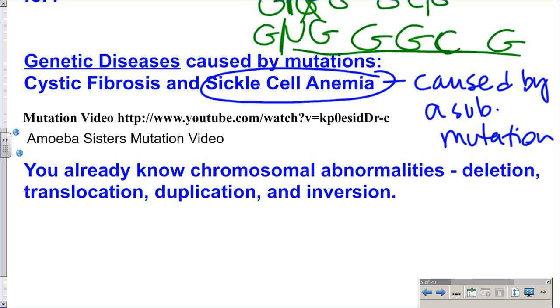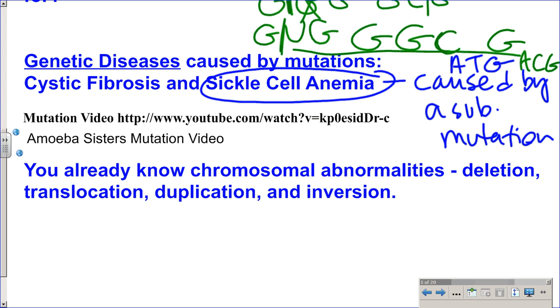So what happens, I can't remember which chromosome it's on right now, but if somebody's DNA said ATG, normal, all that happens is that instead of ATG, they have ACG.